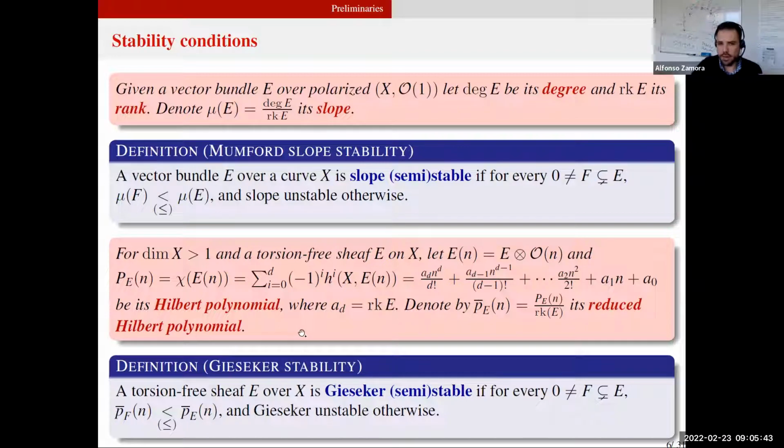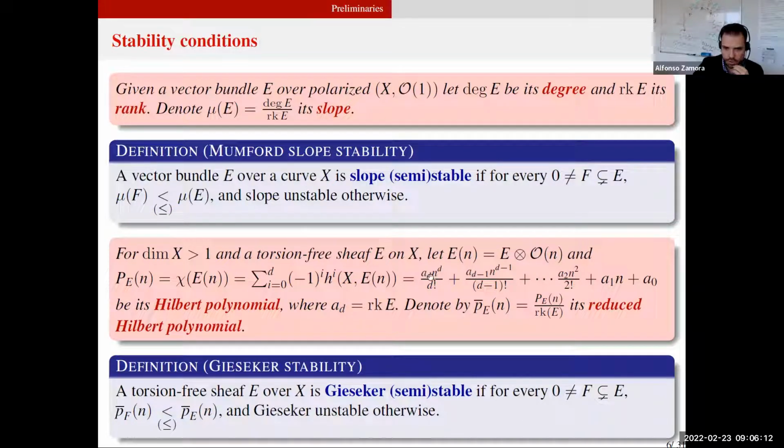Over higher dimensional varieties, what we do is to use, instead of the degrees, the full Hilbert polynomial. What is the Hilbert polynomial? It is the Euler characteristic of the torsion-free sheaf E twisted by n. So the twist is tensoring E by O(n). And then the Euler characteristic is the alternating sum of the dimensions of the cohomology groups, which turns out to be a polynomial in the Chern classes.